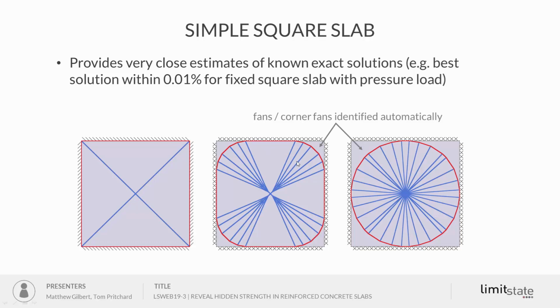The middle slab has got fixed support. What we're able to do with the automated method is automatically identify these more complex yield line patterns, such as fans, whether they occur at the corner or in the whole of the slab. The right hand slab is the same as the middle, except for now we've got a point load at the centre of the slab as opposed to a distributed load. So for all these problems, we're able to get solutions within a very small fraction of 1%.